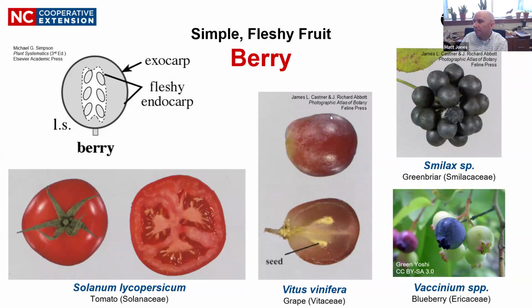Grapes are true berries. Greenbriers actually have true berries. And blueberries are technically true berries. But strawberries are not true berries. Blackberries are not true berries. Those are actually aggregate fruits. So the fleshy part of a strawberry is a modified receptacle, and what we see as seeds are actually tiny achenes, and the seeds are inside those little tiny fruits.